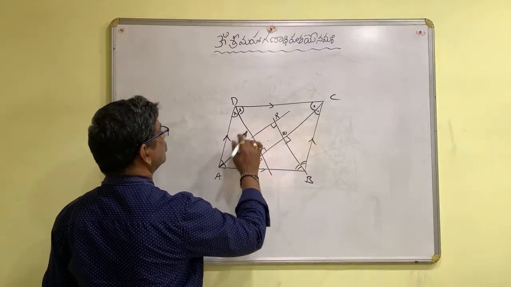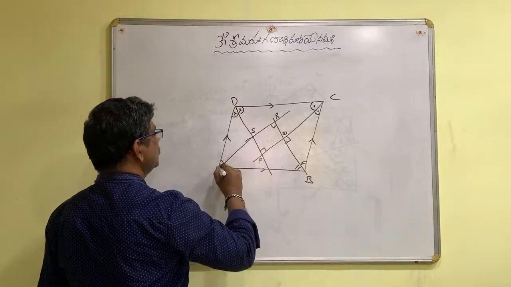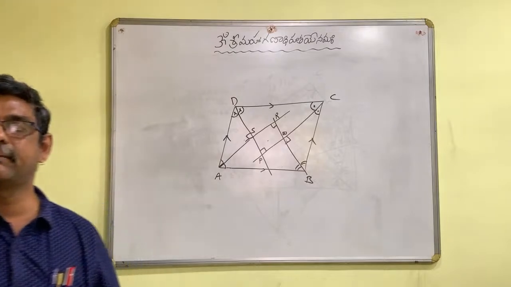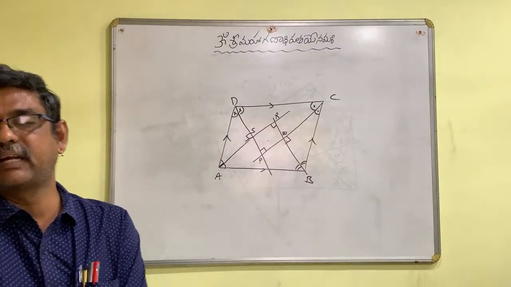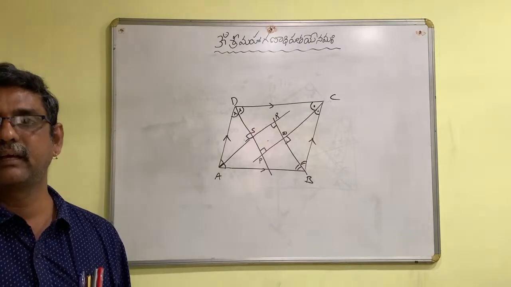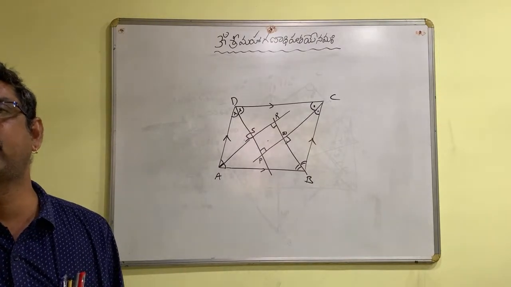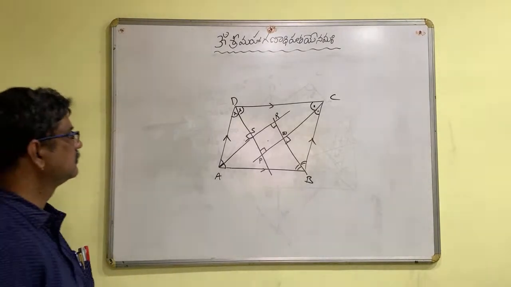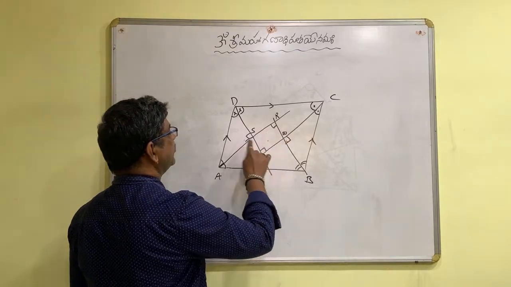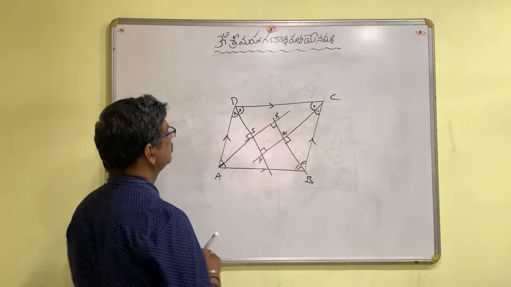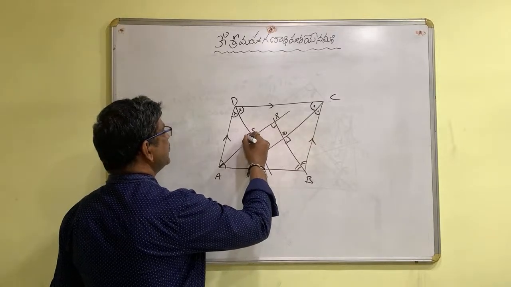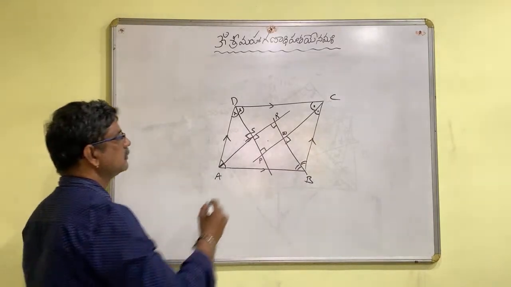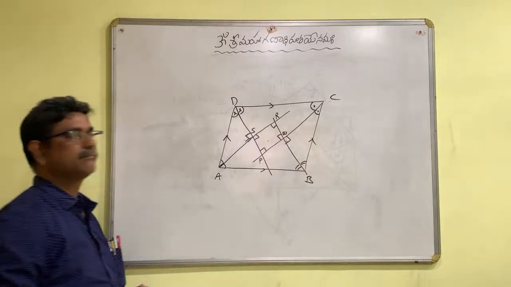And DS, AS, angle between them is 90. Now only we proved the angle between the bisectors of any two adjacent angles of a parallelogram is 90. So this is 90, this is 90, this is 90, this is 90. Now, since this angle is 90, vertically opposite angle is also 90. And this angle is also 90.